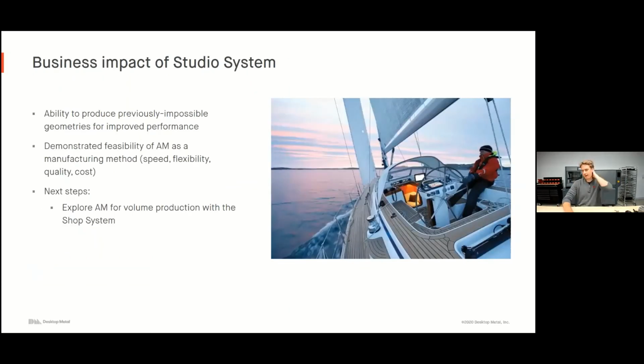So big business impact for Ewald, this ability to produce these previously impossible geometries for improved performance. They're demonstrating feasibility of additive manufacturing in terms of speed, flexibility, quality, and cost, and really realizing that metal additive manufacturing is a realistic manufacturing method for them in terms of metal. They're looking to move to some higher volumes by utilizing the Shop System now.